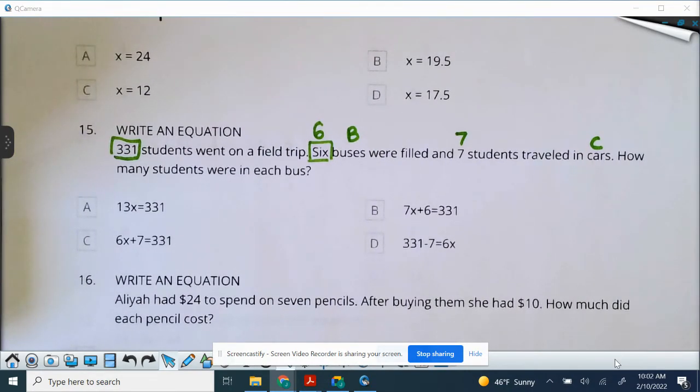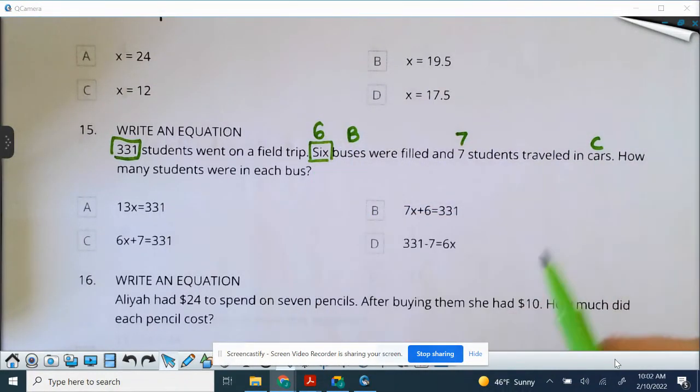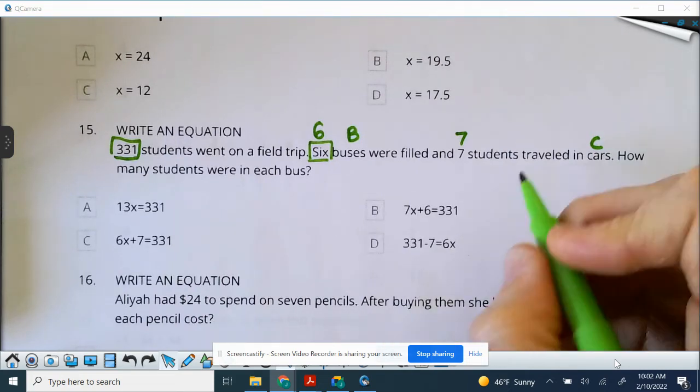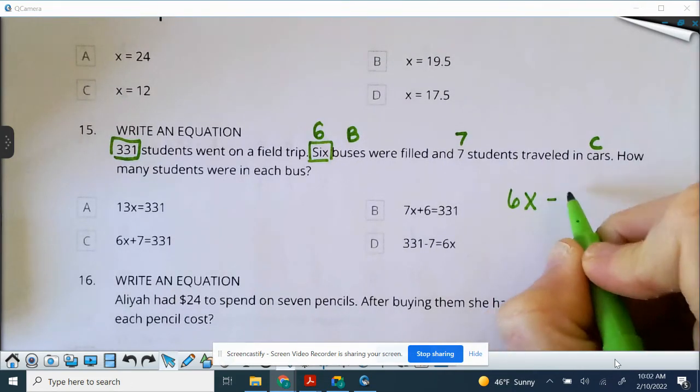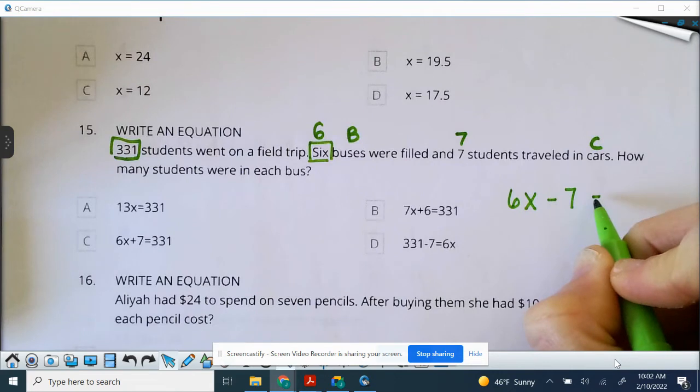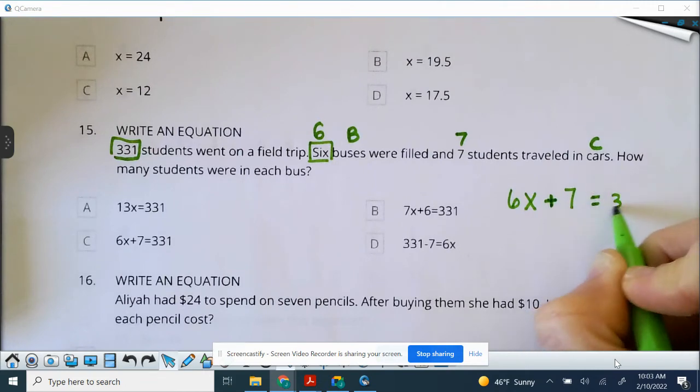So 7 students total traveled in cars. 6 buses were filled. We don't know how many students were on each bus. So it would be 6 times unknown number of students, right? And then we're going to add 7, sorry, 7 more kids. This is my total number of kids: 331.